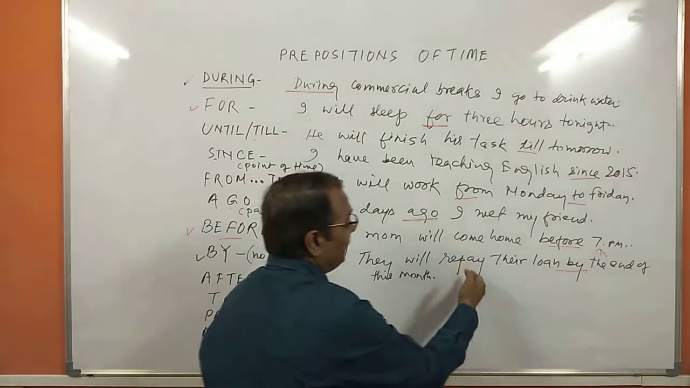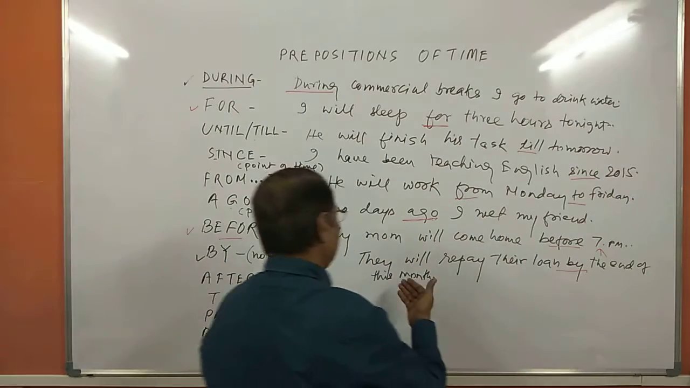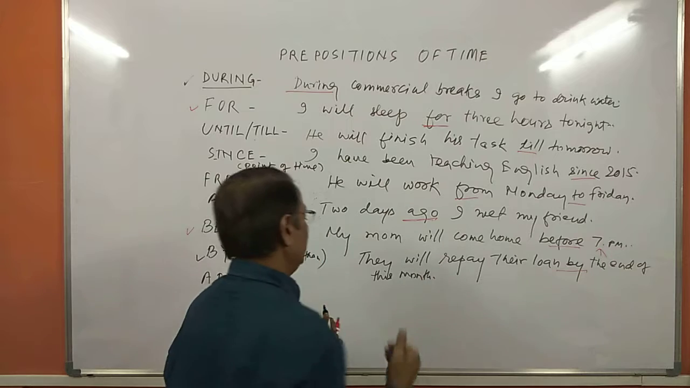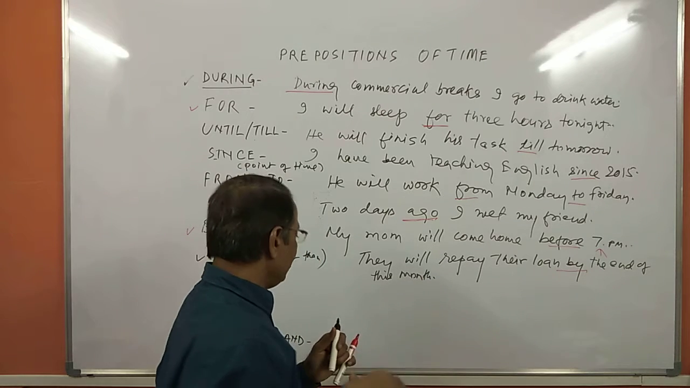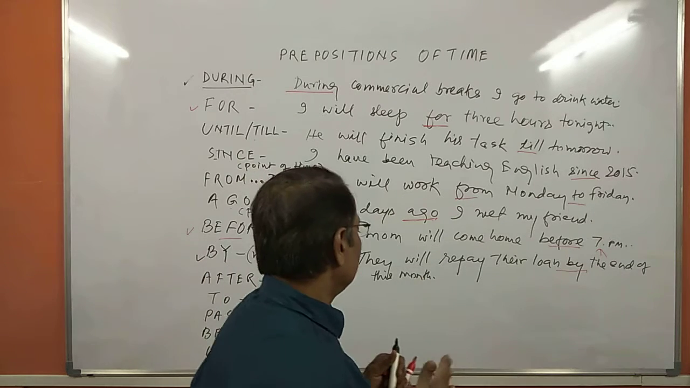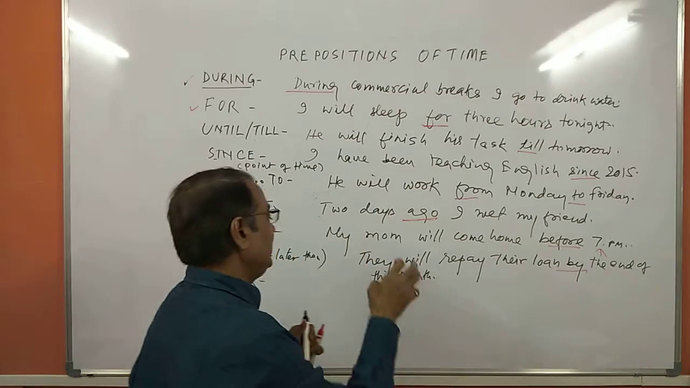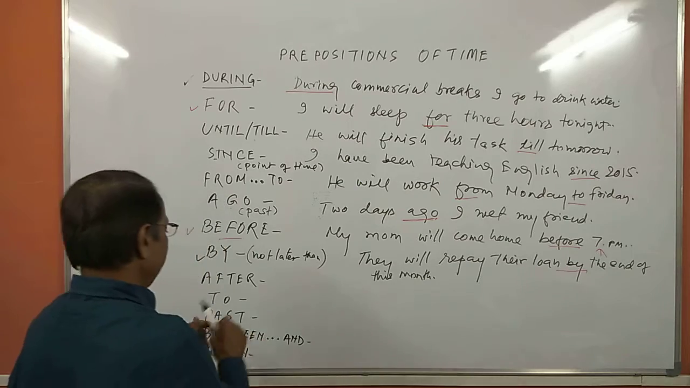They will repay their loan. Suppose they had taken a loan, they will repay their loan by the end of this month. That means they will not cross it. Suppose this is January now, so the person will not cross this month. So by the end of this month they will repay the amount.